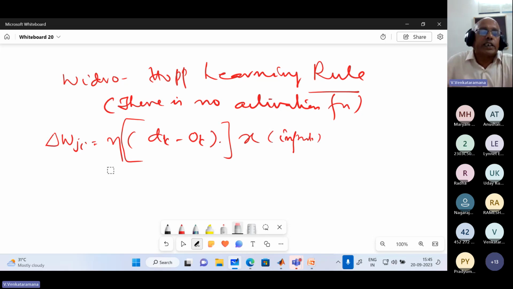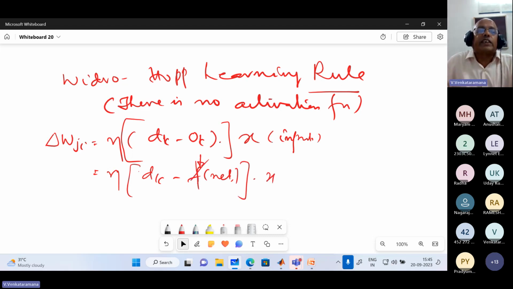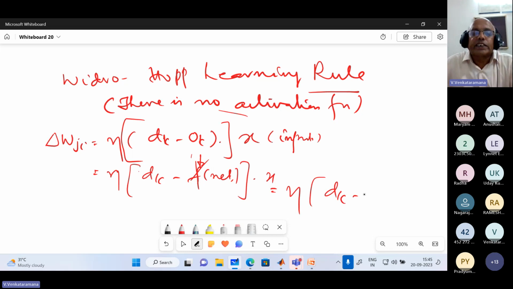Therefore, what is the ok here? dk is the desired value. Output is, as you have seen, function of net into x. What is this function? There is no function existing here. There is no activation function. Then what happens here? Your eta into (dk minus net). What is the net? Net is nothing but your W transpose of x.